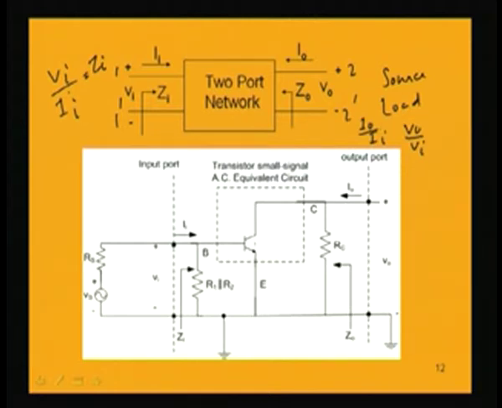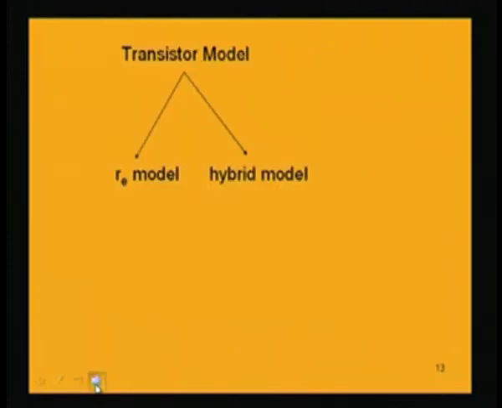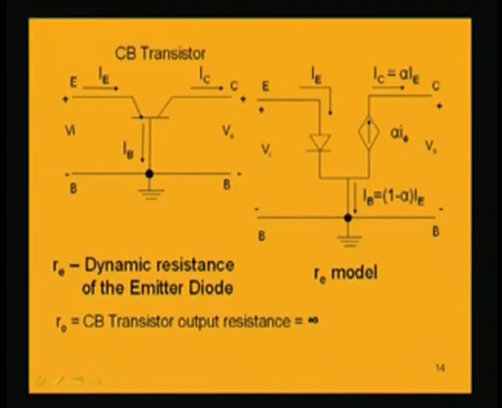Now, we are still left with finding the model for this transistor. In order to find the transistor model, basically there are two approaches. One is the re model, another is the hybrid model. These two models are used for equivalent models of a transistor. Now, we will be discussing the re model. re means actually the dynamic emitter resistance model, and this model has to be first of all derived for the different configurations of the transistor, which we will be seeing.